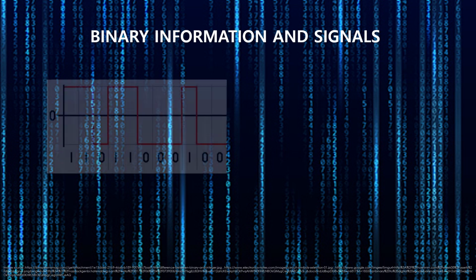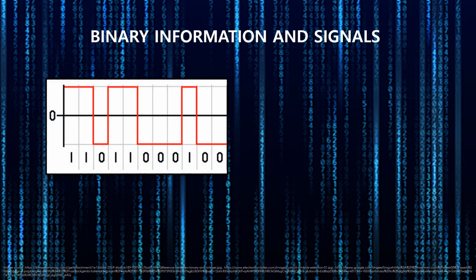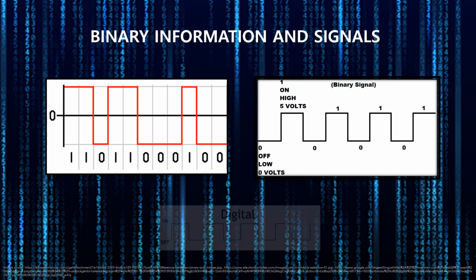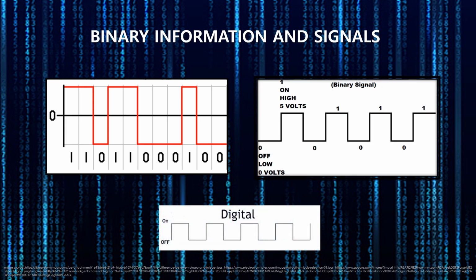Okay, so now let's see a little bit more about binary information and signals. As you can see on the screen, we have three different images for the same digital signals. In the first image, you can see that when the value is 1, my signal is up here, and when the value is 0, it goes down this way, right? So that's why we call it a sudden jump.